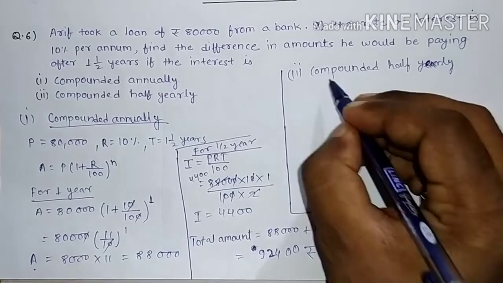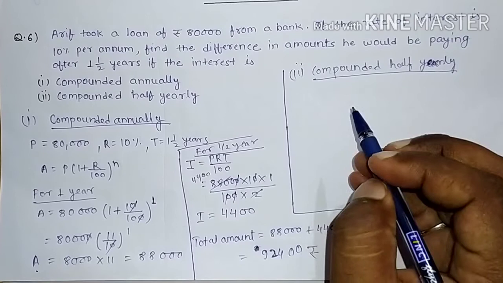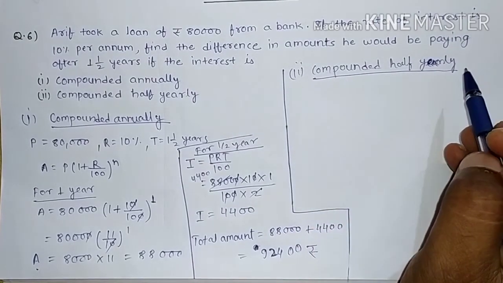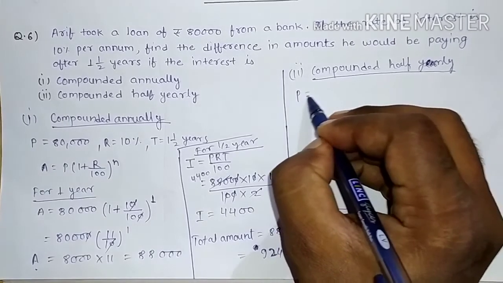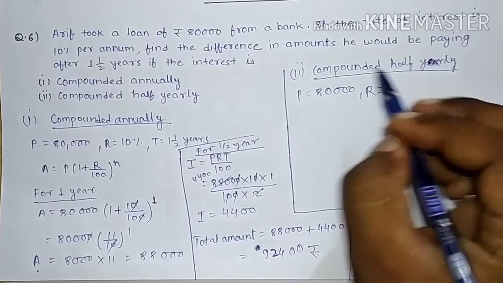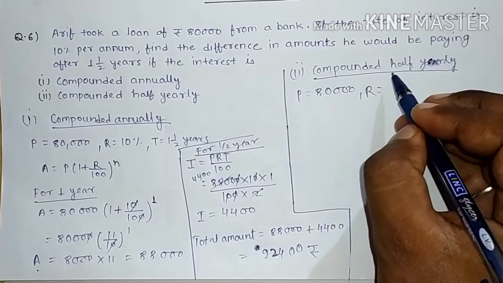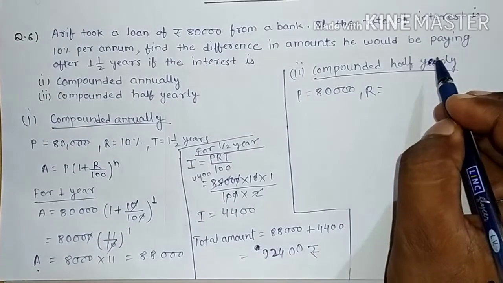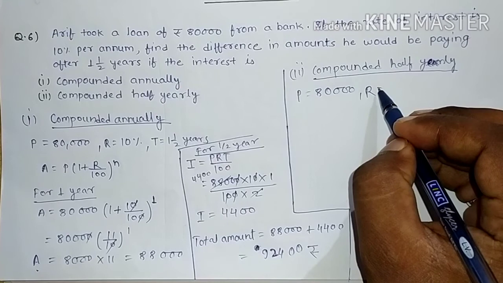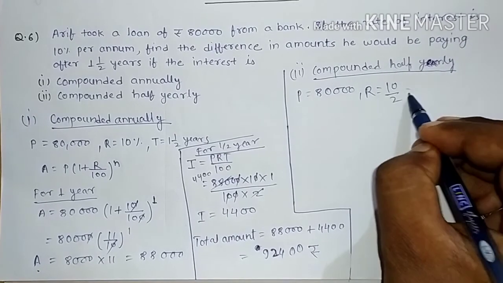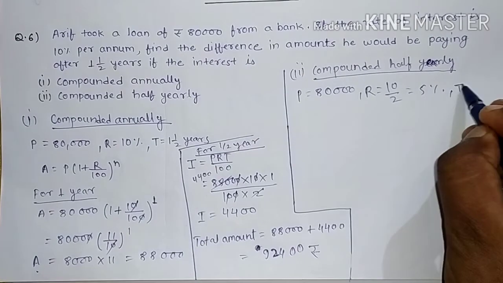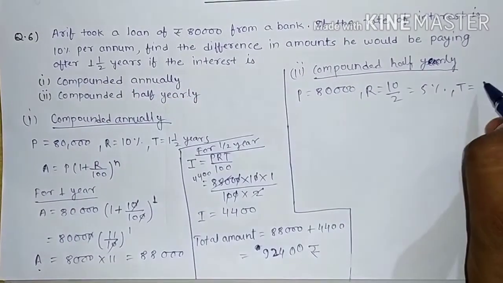Compounded half yearly. So here we have to find again the amount when interest is compounded half yearly. P is given as 80,000, R equals 10%. Since the interest is compounded half yearly, we have to divide the rate by 2. So 10% divided by 2 becomes 5%. Similarly, time is given as 1.5 years.